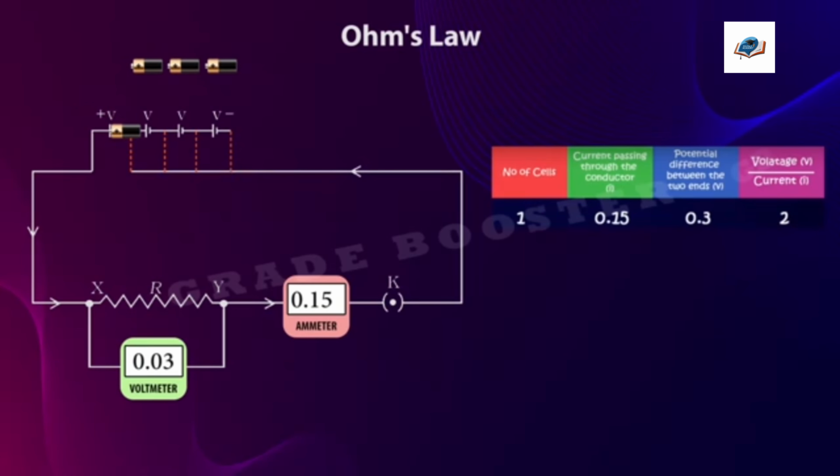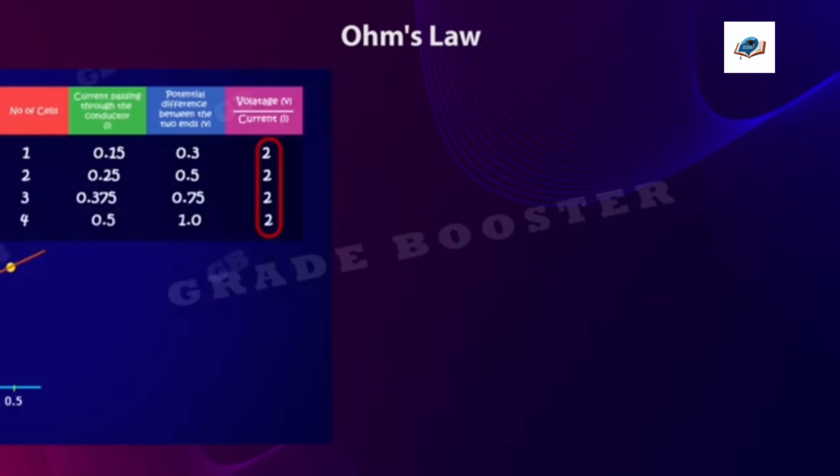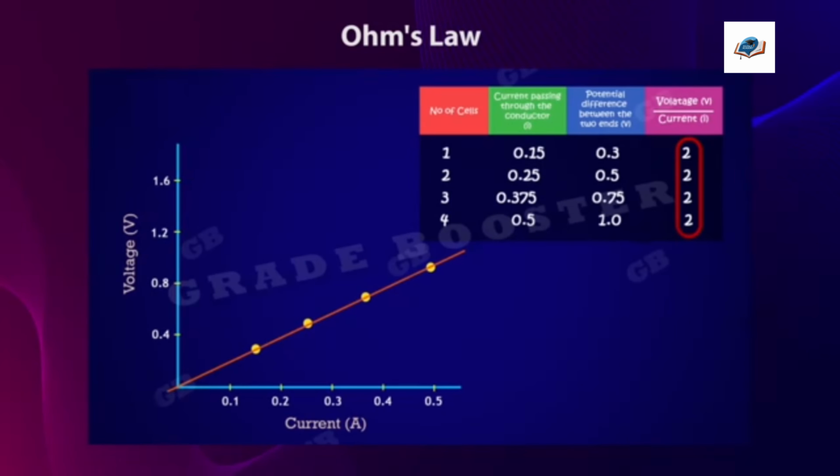Now let us add one more cell to the battery and note down the readings. Take the readings with 3 cells and next with 4 cells. Now let us observe the table and the values recorded. Now plot these values on a graph having current flow on the x-axis and potential difference or voltage on the y-axis.